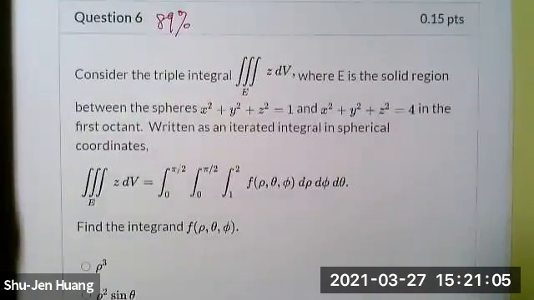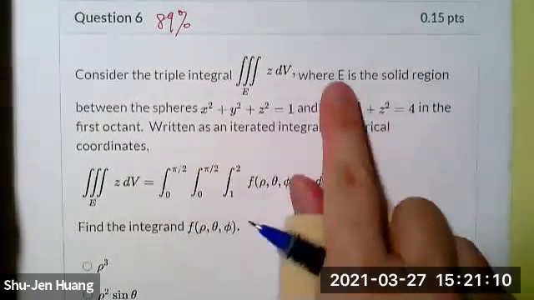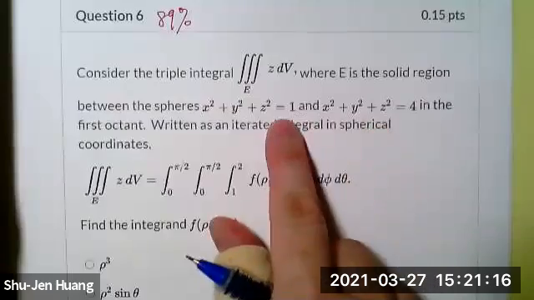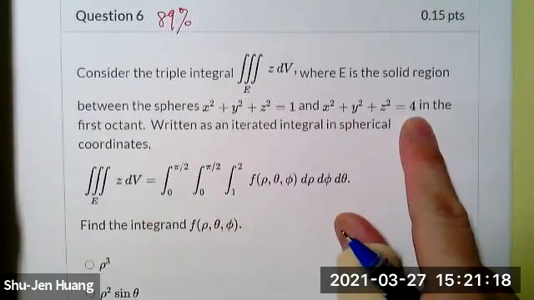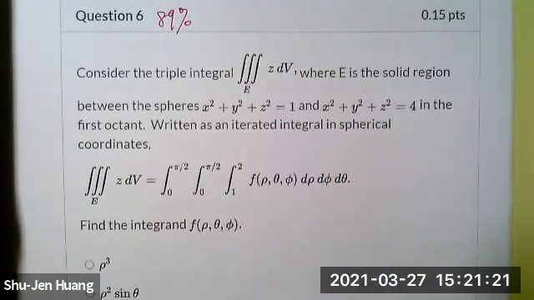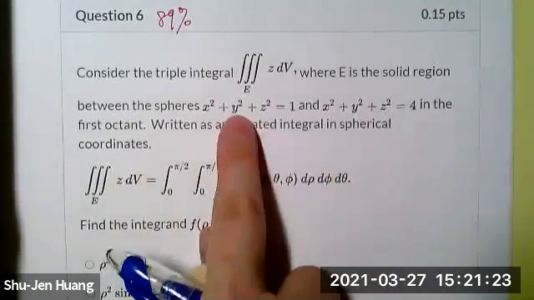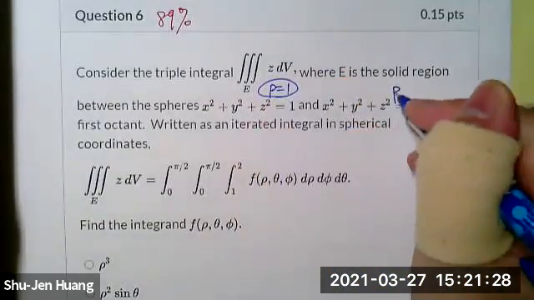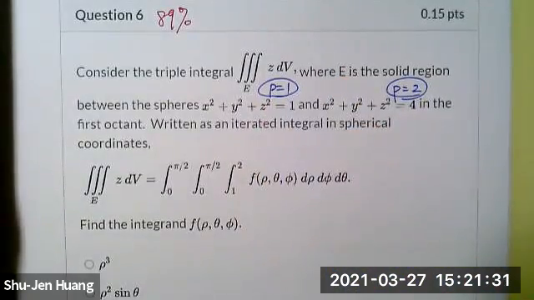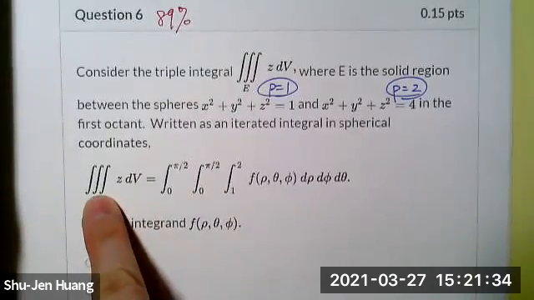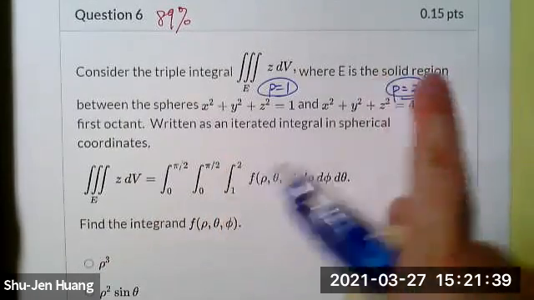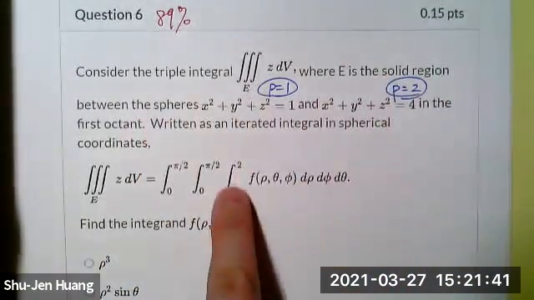The next one, question number 6. We have a triple integral here, and E is a solid between two spheres here, one with radius 1, the other one with radius 2. And we're going to write the integral in spherical coordinates. So the first sphere, we can write this as rho equal 1. The second one, we can write this as rho equal 2. Therefore, you can see when we do the conversion here, rho is from 1 to 2 because the region E is between two spheres. Okay, it's from 1 to 2.